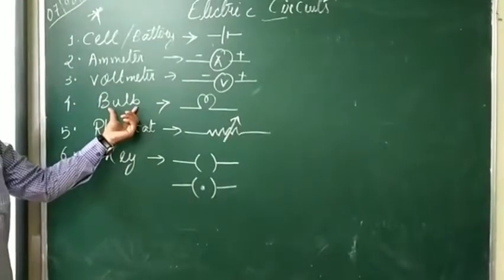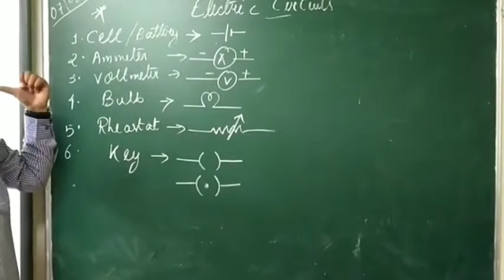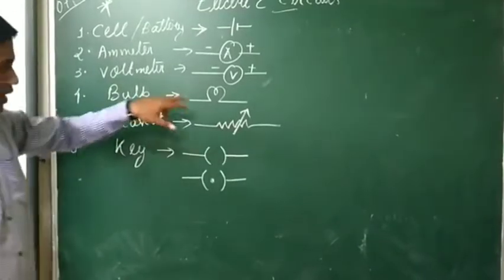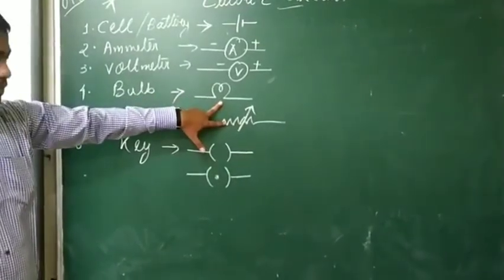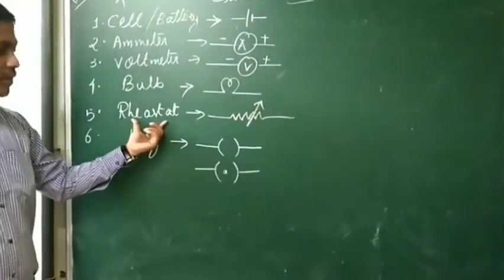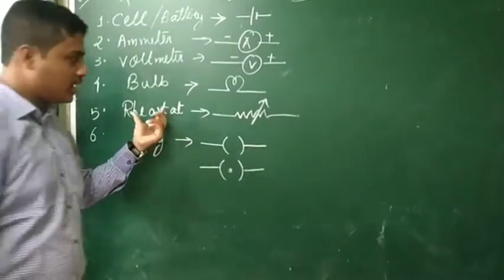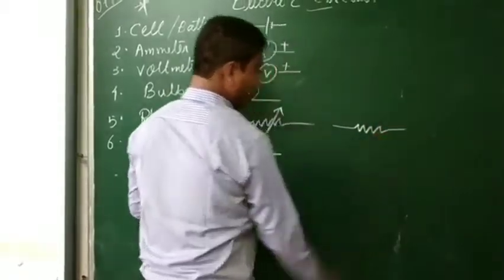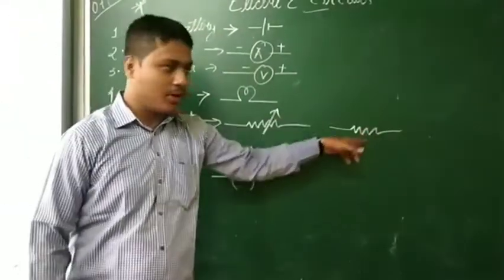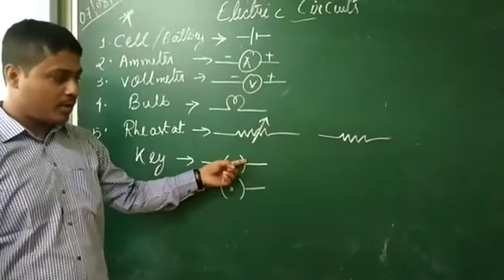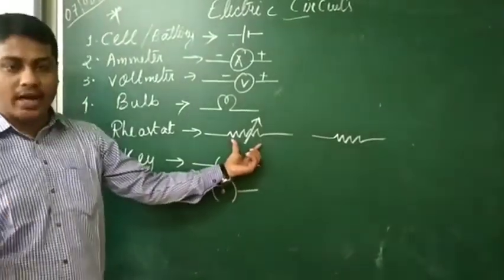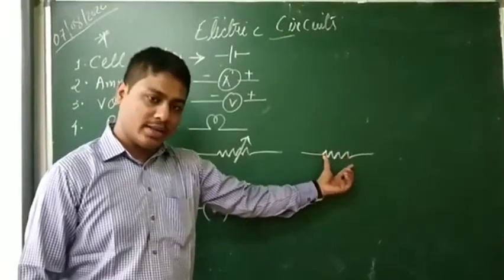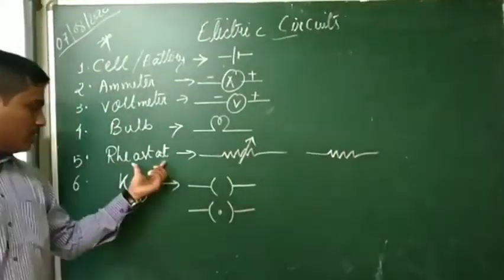Then we have a bulb. If you look at the smart board, we have seen that the representation of your bulb was different. You can use the bulb representation this way also. Okay, this is the easiest way. Then we have a rheostat. If you see the symbol of the resistor, the resistor has the symbol in this way, there is no arrow in between. But the rheostat has an arrow in between. This represents variable resistance and this is fixed resistance. Fixed resistance is shown by a resistor, variable resistance is shown by your rheostat.